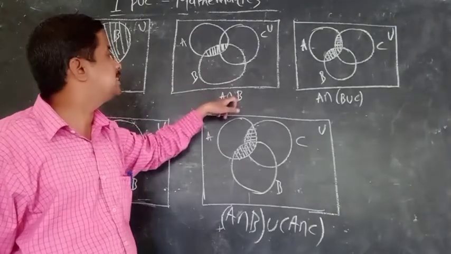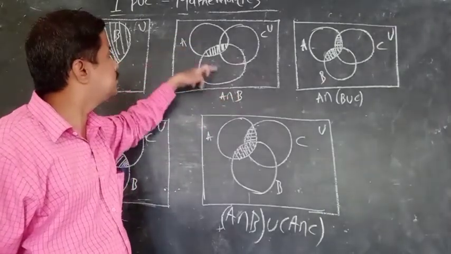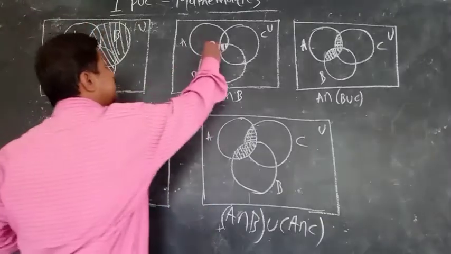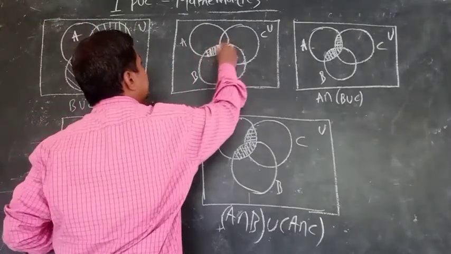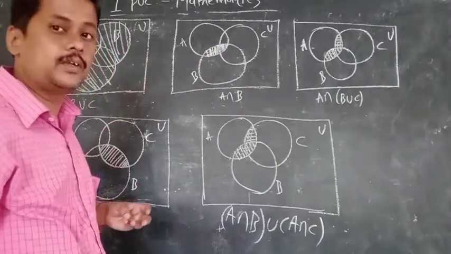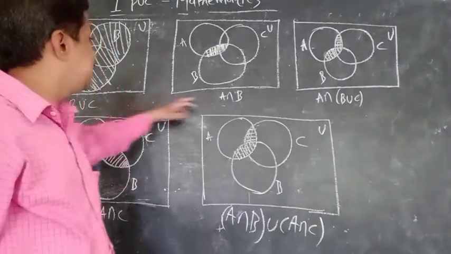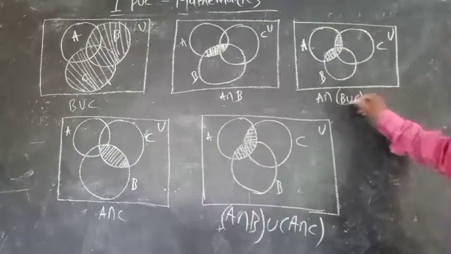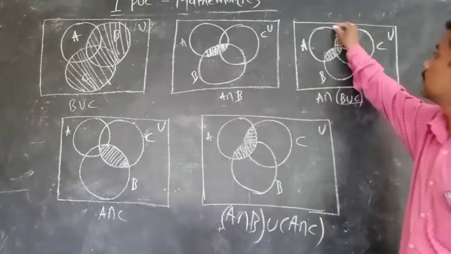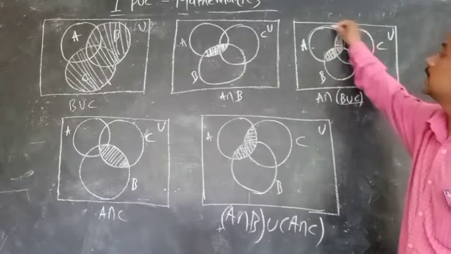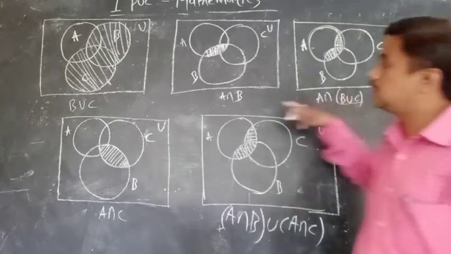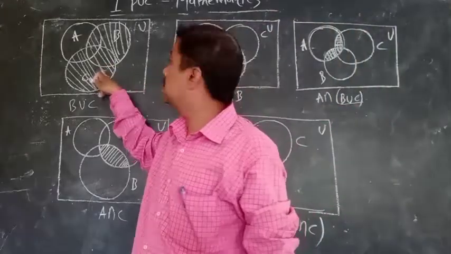Next, A intersection B. A intersection B is what? See, this one is A, this is B. A intersection B is the common element. Already told, no. So this part is already shaded. Next, A intersection (B union C). This is A, and B union C is what? This one is C, B union C.